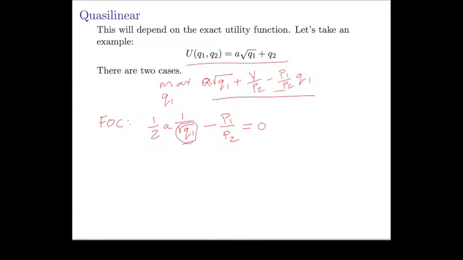So solving for Q1, we find that Q1 equals A times P2 divided by 2 times P1 squared.